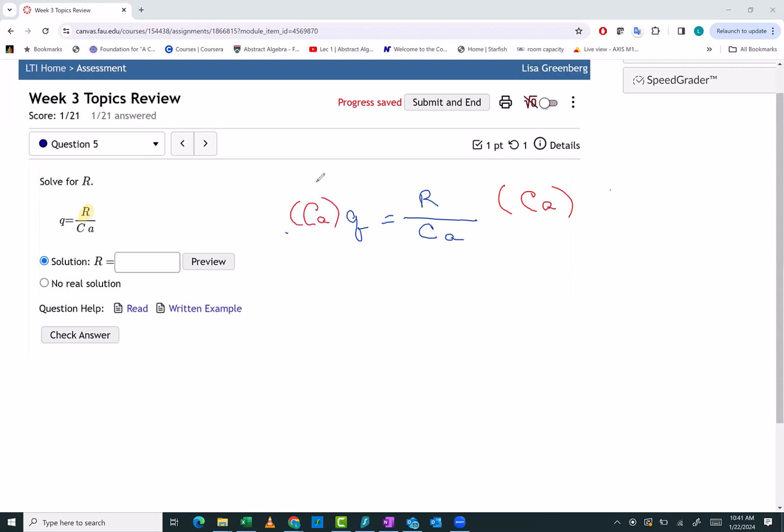And you can do it one at a time as well. You can multiply by C, cancel the C's. You can go back and multiply by A and cancel the A's. Or you can do it both at the same time. I end up with CAQ is equal to R. And that's my final answer. Important. Capitals need to be capitalized and lowercase need to stay lowercase. If you mix them, you will get it wrong. Just be careful.